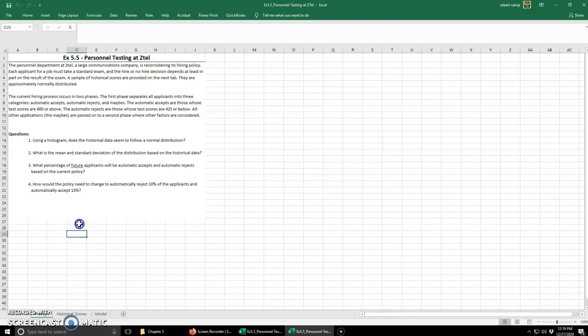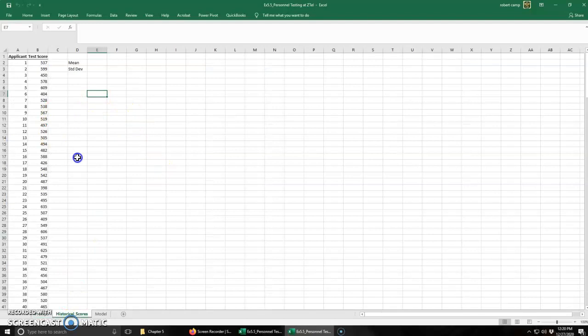So what we want to do is use a histogram and see if the historical data is normally distributed. Then we're going to find the standard deviation and mean of this historical data. Now the question will be, what percent of future applicants will automatically be accepts and rejects based on this historical data? And the last is, how would we change the policy to automatically reject 10% of the applicants and automatically accept 15%?